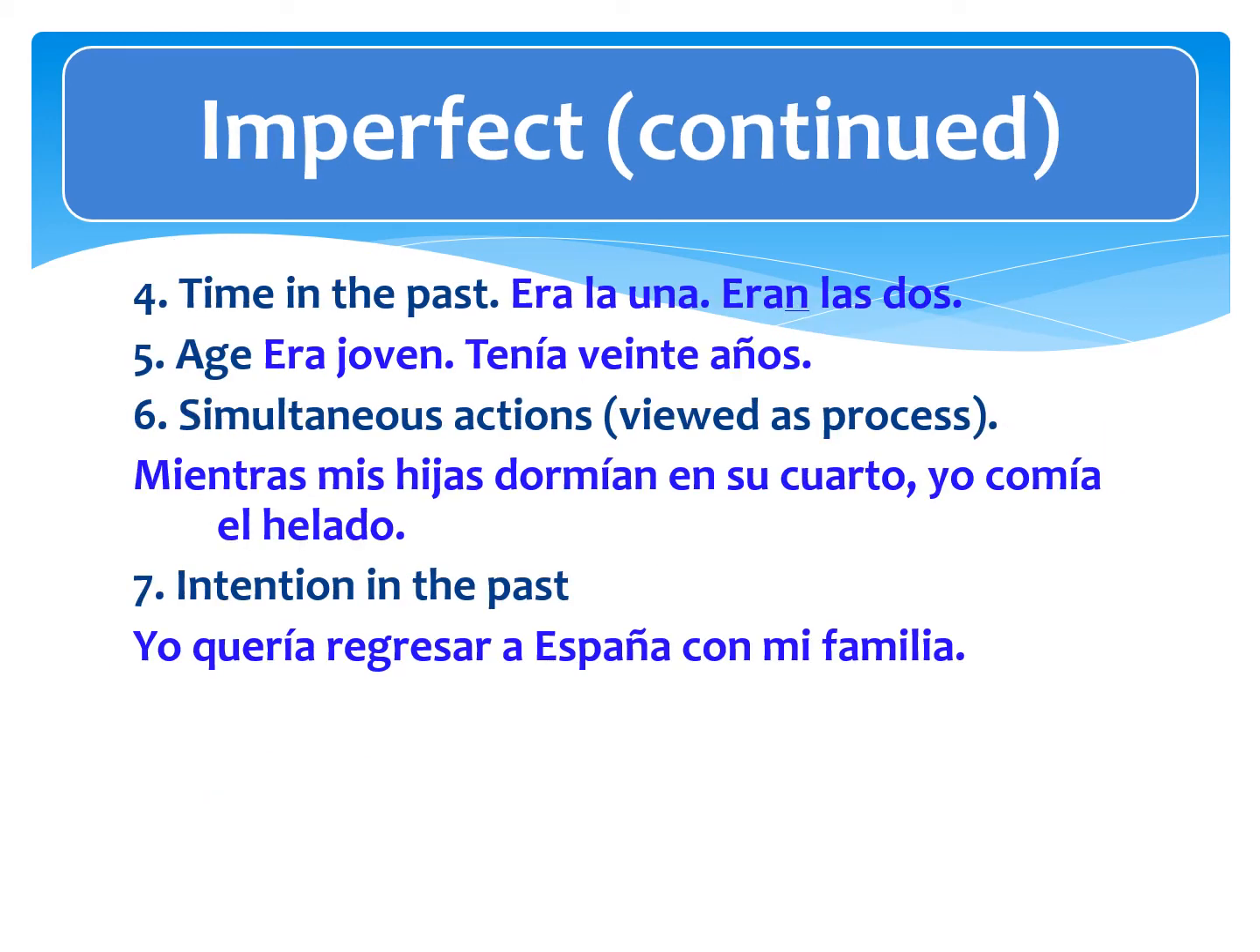And here are some more rules for the imperfect. Telling time in the past is always used with the imperfect. Era la una, it was 1 o'clock. Eran las dos, it was 2 o'clock. Notice for the hours that are plural, from 2 to 12, you want to use eran because that's the plural.